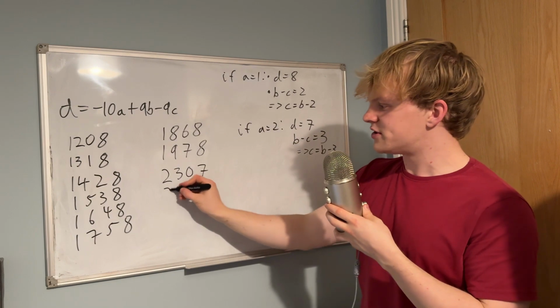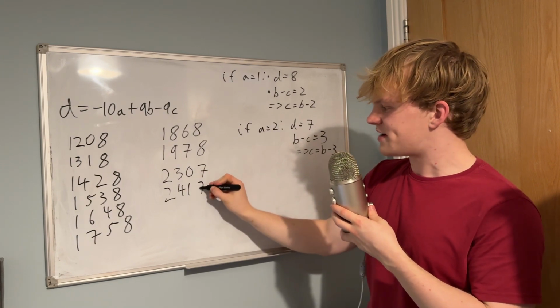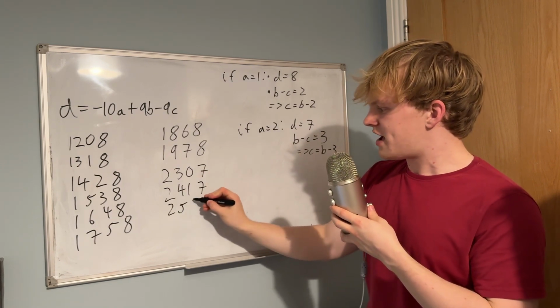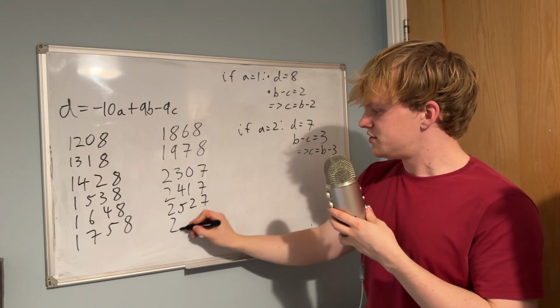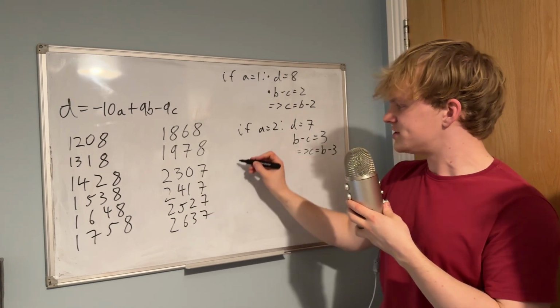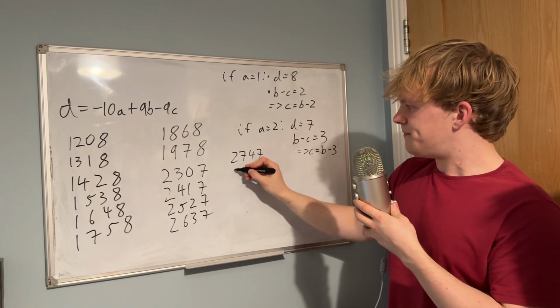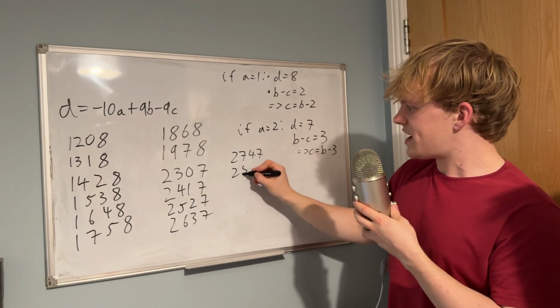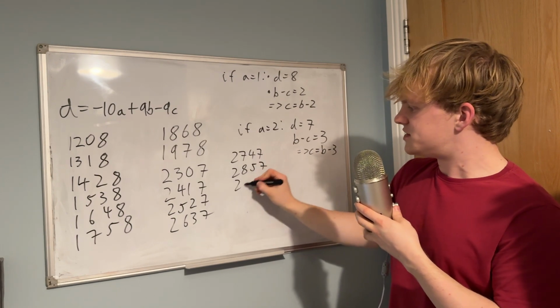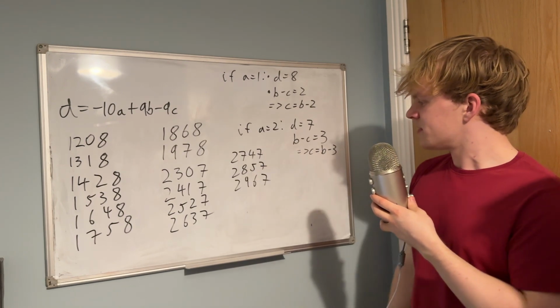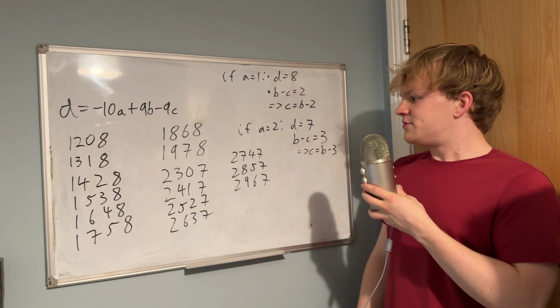We can keep going if we want. We'll have 2, 4, 1, 7, 2, 5, 2, 7, 2, 6, 3, 7, and I'll just go to the end. 2, 7, 4, 7, 2, 8, 5, 7, and 2, 9, 6, 7. So that's all the ones starting with 2.